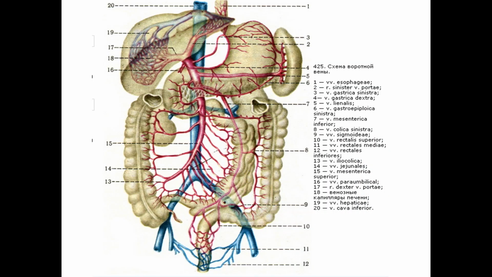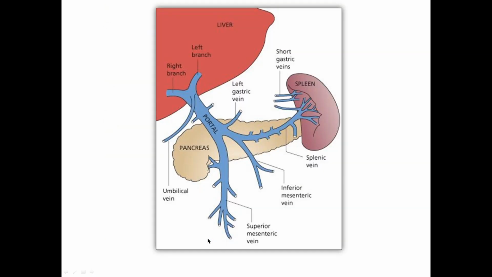The portal vein collects blood from the lower part of the esophagus to the rectum. The portal vein's inflows are the left gastric vein, splenic vein, and inferior and superior mesenteric veins. With increasing pressure in the portal vein, the pressure in these veins also increases and they enlarge. Pressure may also increase and enlarge the umbilical veins in case of non-obliteration.